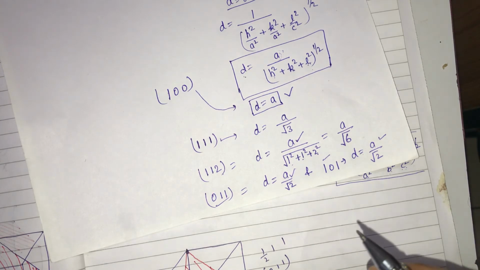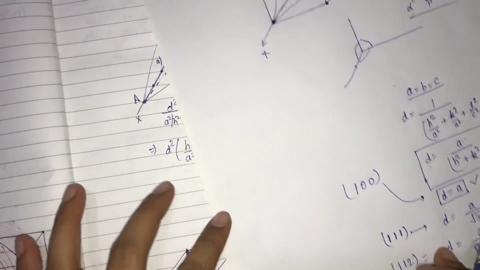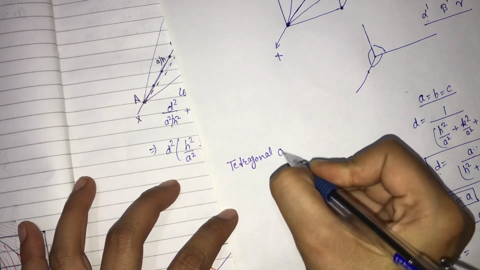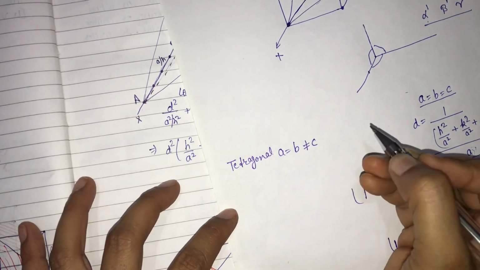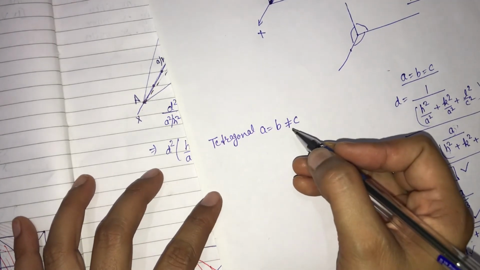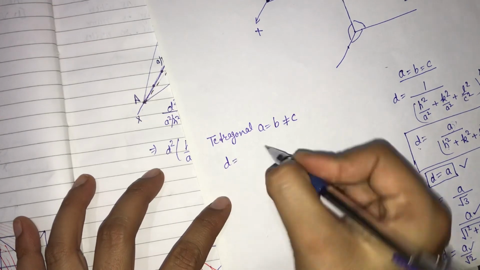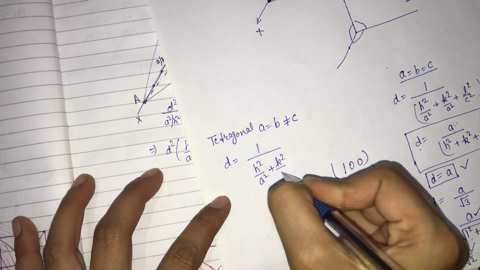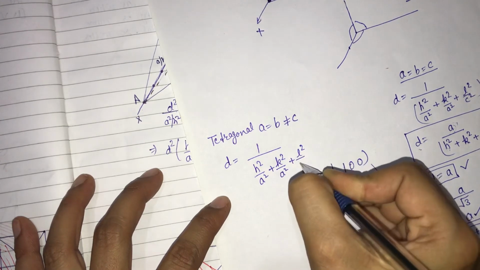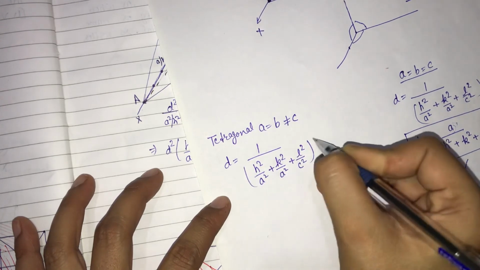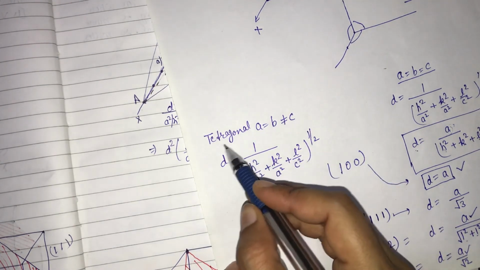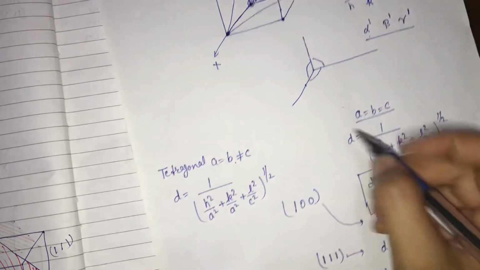If this is not cubic, say if it is a tetragonal system, then in a tetragonal system a is equal to b but not c, which means 2 faces are square and the other 4 are rectangles. Then in that case d is equal to 1 over h square over a square plus k square over a square plus l square over c square, power 1 by 2. So this is for the case of a tetragonal system, and this is for a cubic system.